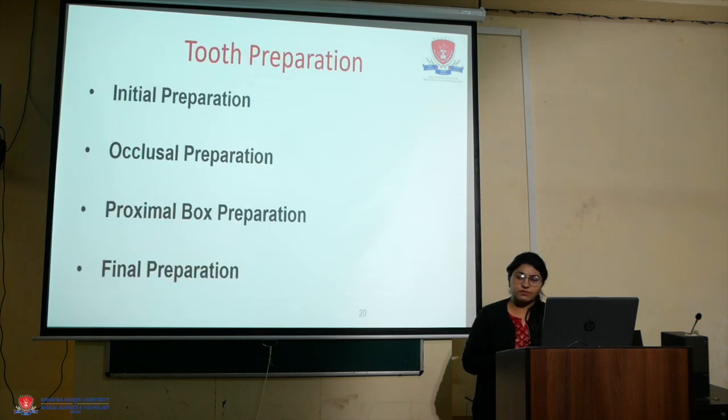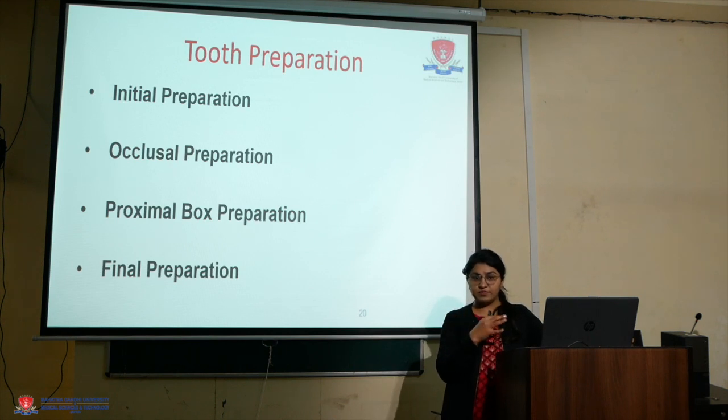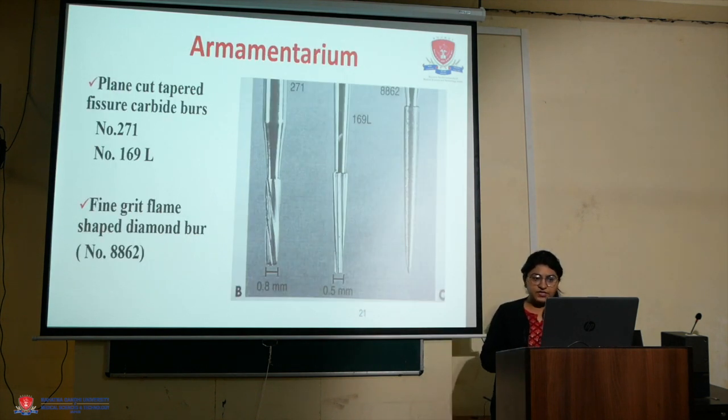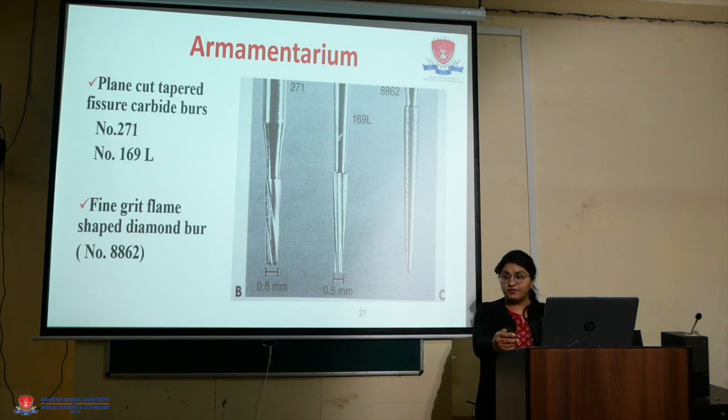Then talking about the tooth preparation, how you start preparing a cavity. We have already discussed the cavity preparation for the direct restorations. Here also the steps will be in sequence: initial preparation, occlusal, then proximal box preparation, and the final preparation. The armamentarium required is the Fisher carbide burs, number 271 and 169L, and a fine grit flame shaped diamond bur, number 8862, which is mainly used to provide the flares in the cavity.